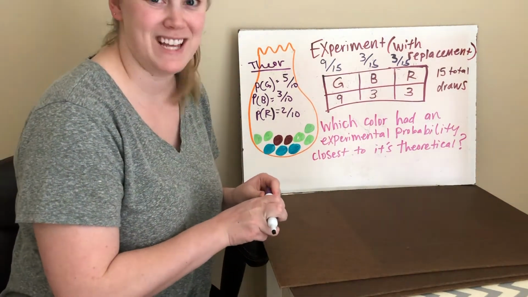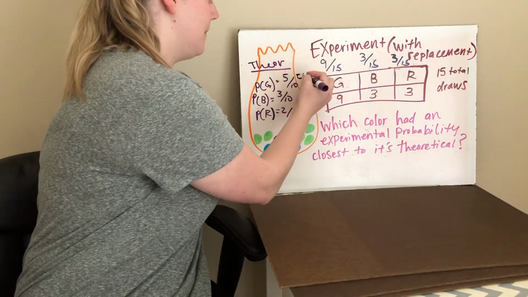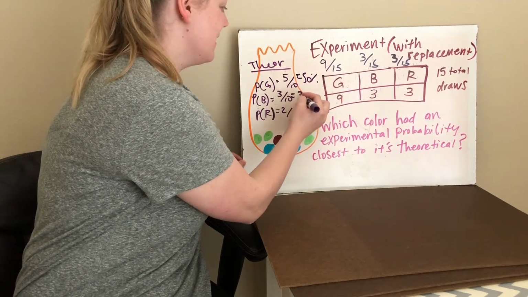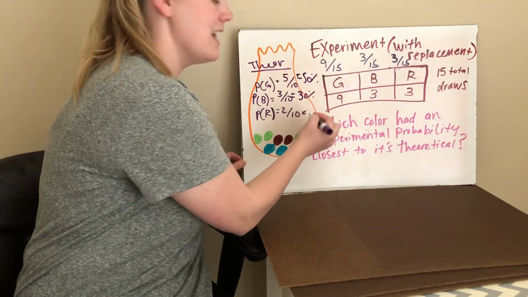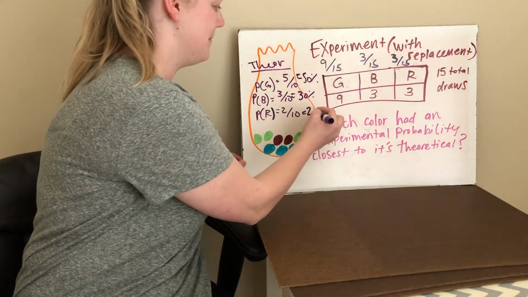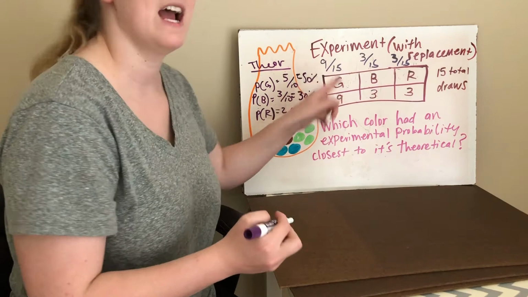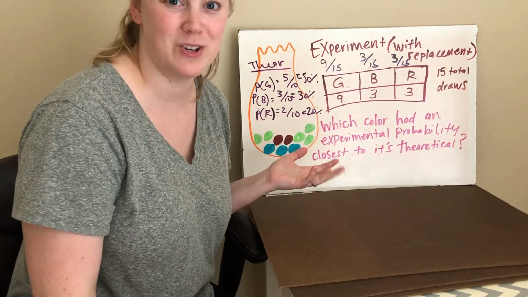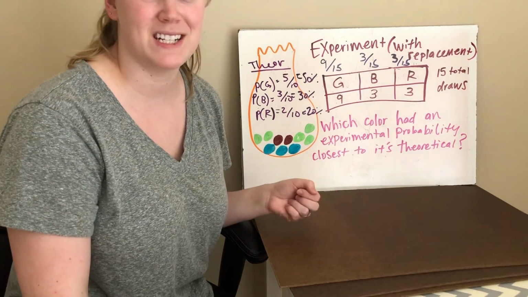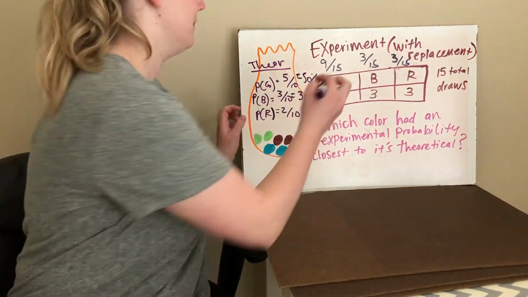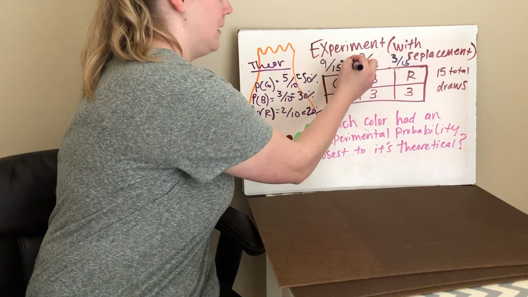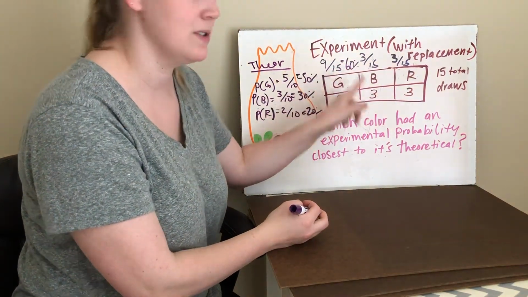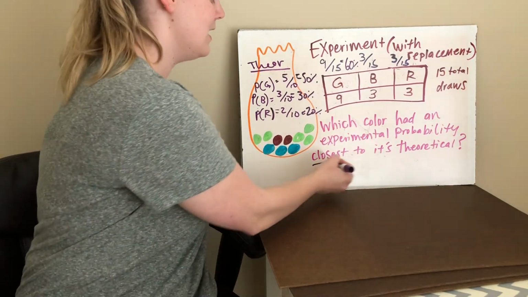So 5 out of 10 is 50%, 3 out of 10 is 30%, and 2 out of 10 is 20%. 9 out of 15, you might not know that off the top of your head, and that's okay. Type it into your calculator. You get 0.6, which then turns into 60%. Now 50% and 60% are pretty close, but we're looking for which one is the closest.